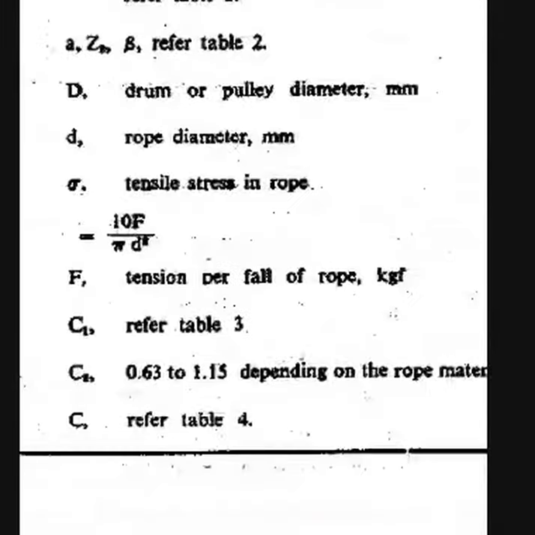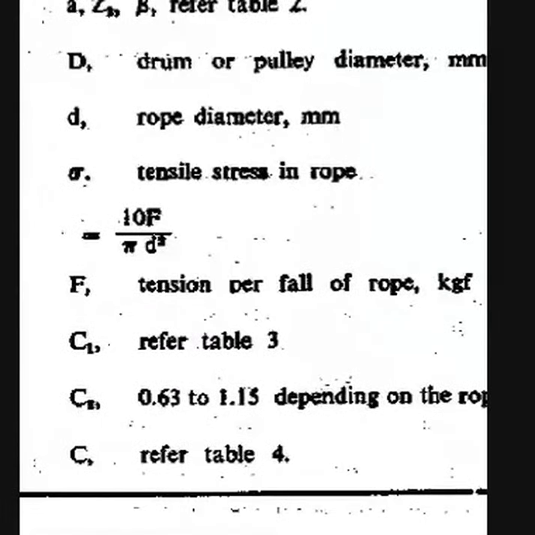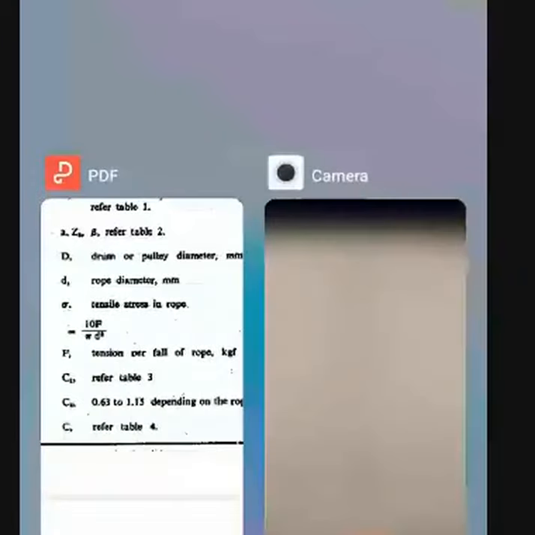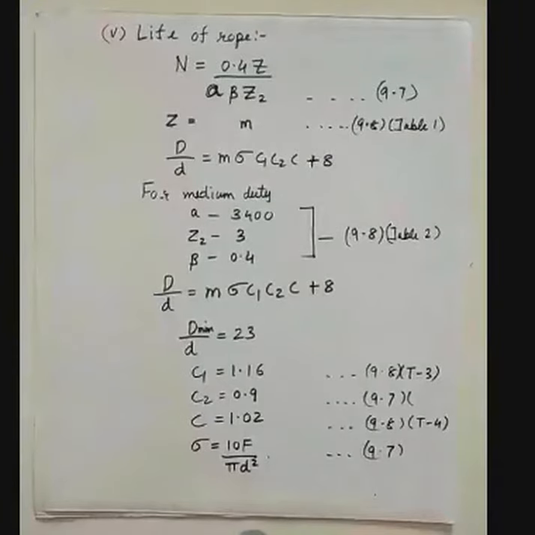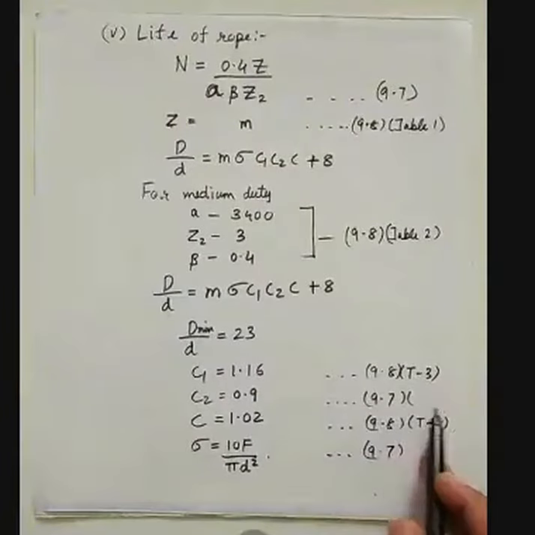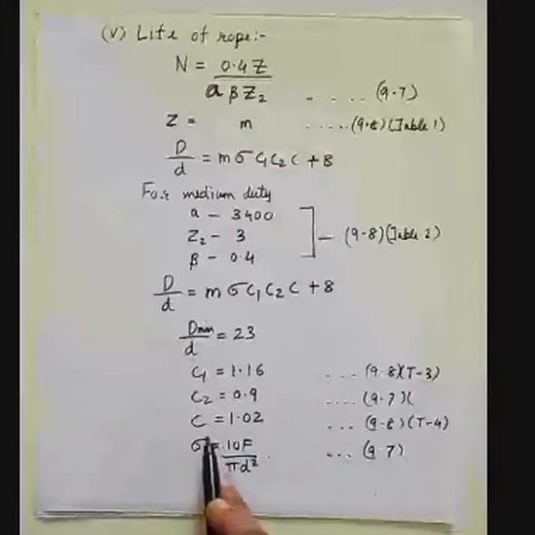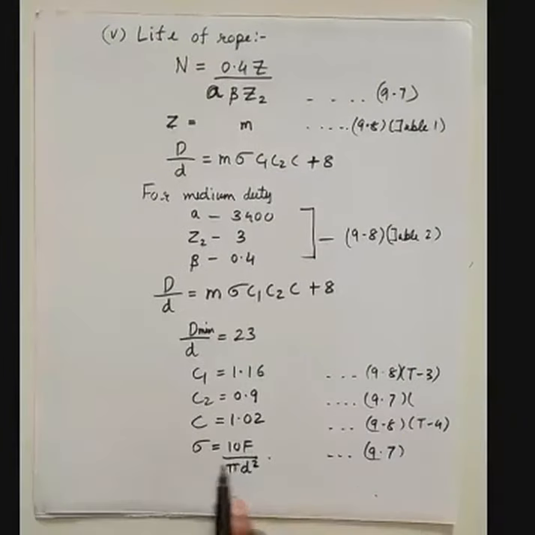Now coming again to page number 9.7. See the tensile strength formula. It is sigma equals 10F divided by pi d square. So based on this, we can calculate everything. C1 we got from 9.8 table number 3. C2 from 9.7, it is written in the description. C from 9.8 table number 4. For sigma the formula is given on 9.7 in the description. Just substitute the value of F and diameter. We'll be getting the value of sigma.